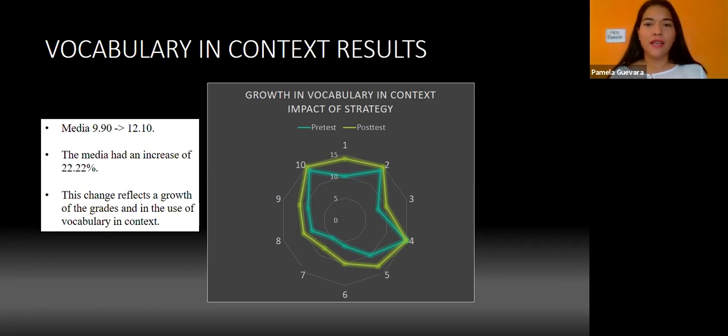sentence, but after the study, after implementing several techniques of picture description, they were able to use this word, recognize it, and use it correctly in an appropriate context.